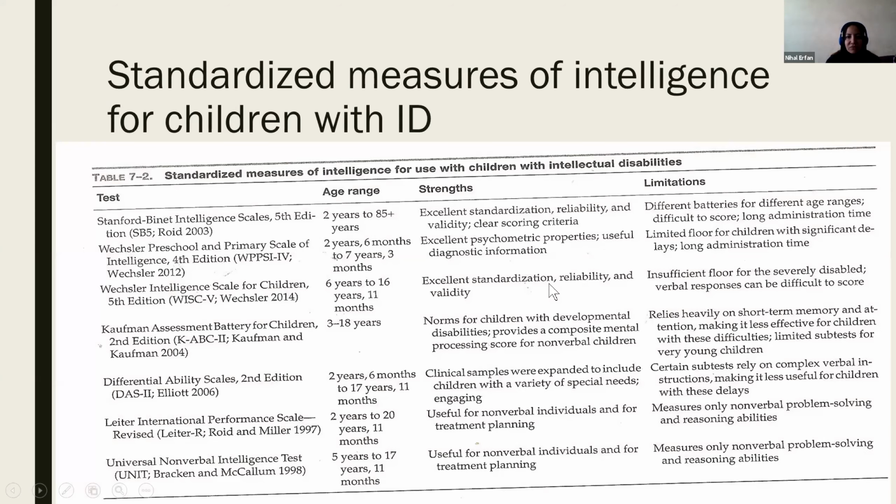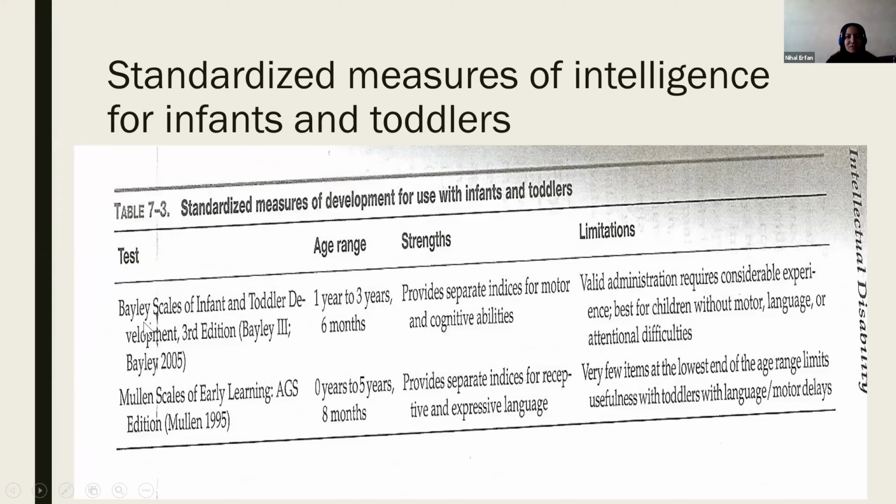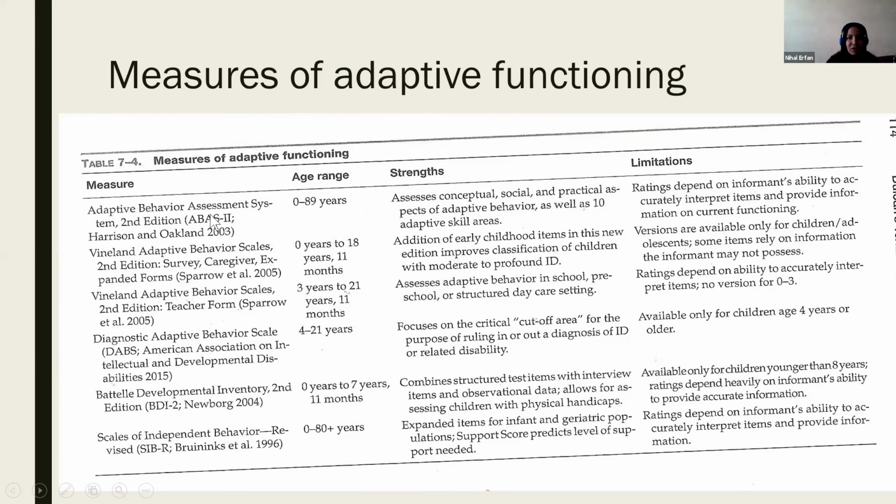Again, this is just FYI, for you to kind of go through. It shows you that there's like a million tests out there that we use. It tells you about their strengths and limitations. I'm not going to ask you about this. The same thing here. Remember we talked about the Bayley when we were looking at cognitive function. But again, this is another FYI, just for you to know. We have so many tests out there.